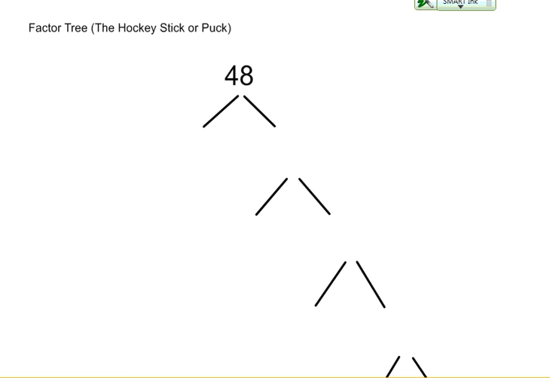Method number 2 is known as a factor tree, right? Though I've come to call it the hockey stick method or the hockey puck method, depending on the number that it is. More often than not, it's a hockey stick. In this case, we also want to start with, once again, our smallest prime, and our number is 48. We'll throw the number 2 here. 48 divided by 2 equals, I heard that, 24, right? 24 times 2. 24, now we're going to break that one down.